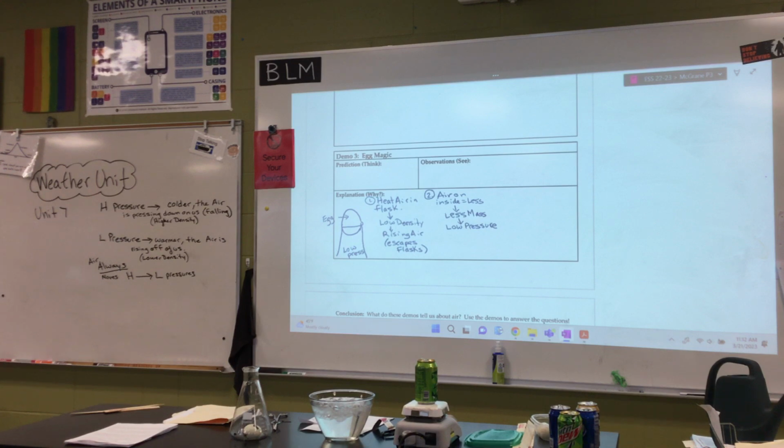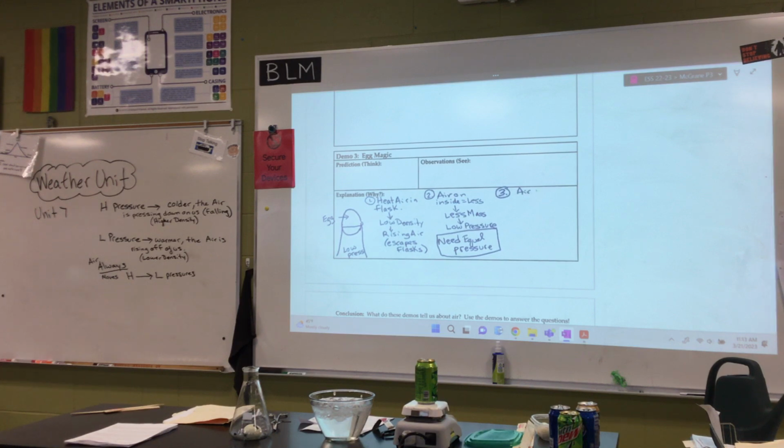Now, the universe likes things to be equal. It needs to be equal pressure. If we need the pressure equalized, what do you think is going to happen to the air? The air inside has to be the same as the air outside. So what's the outside air going to try to do? It's going to try to push its way inside. But what's in the way? The egg's in the way.